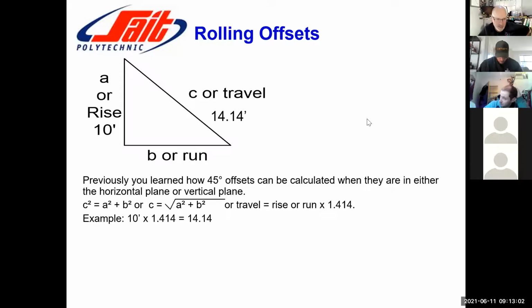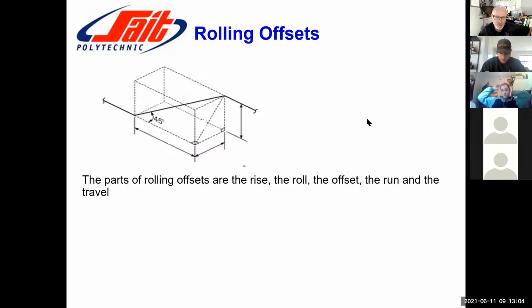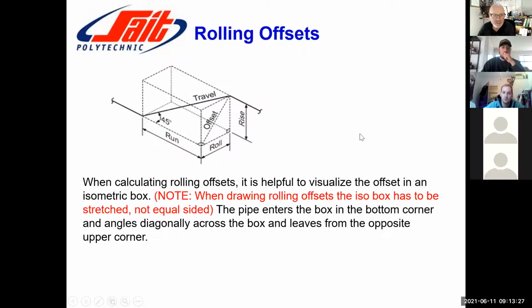And then this second slide is all about naming the parts of the rolling offset. We have in here the rise, the roll, the offset, the run, and lastly, the travel. So you can see how those are labeled, and we're going to continue on with this.